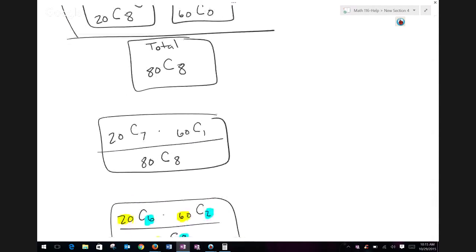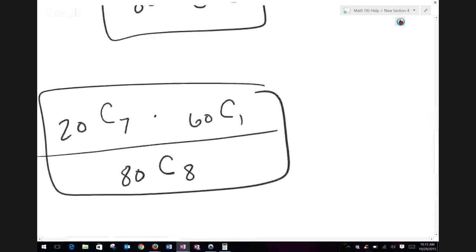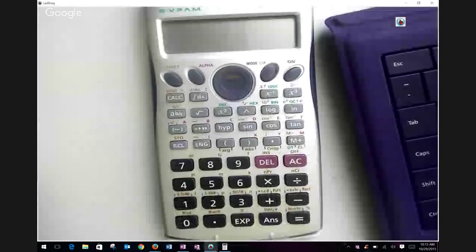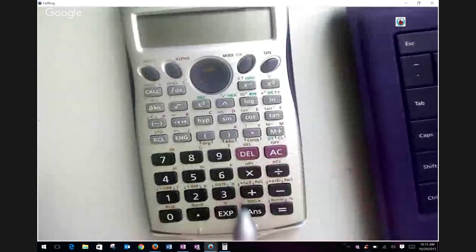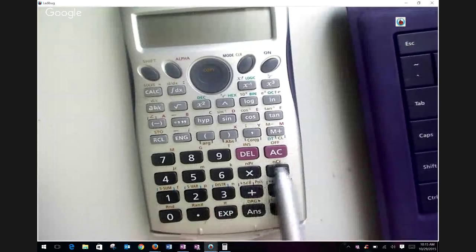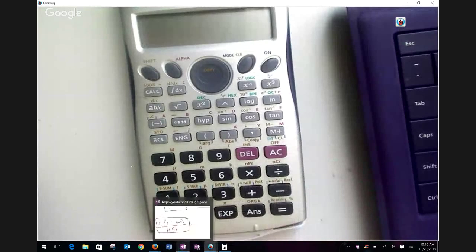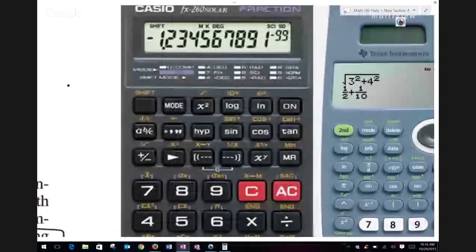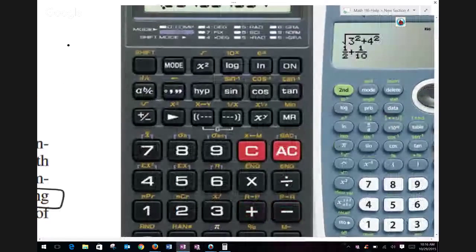So the trick can get to calculating these numbers. If you have a calculator, I have just a regular Casio calculator, and most calculators have this nPr, nCr. That's the combination and permutation button. If you look at some other calculators that I just got off the internet here, this is a different Casio, and you can see it's over here.